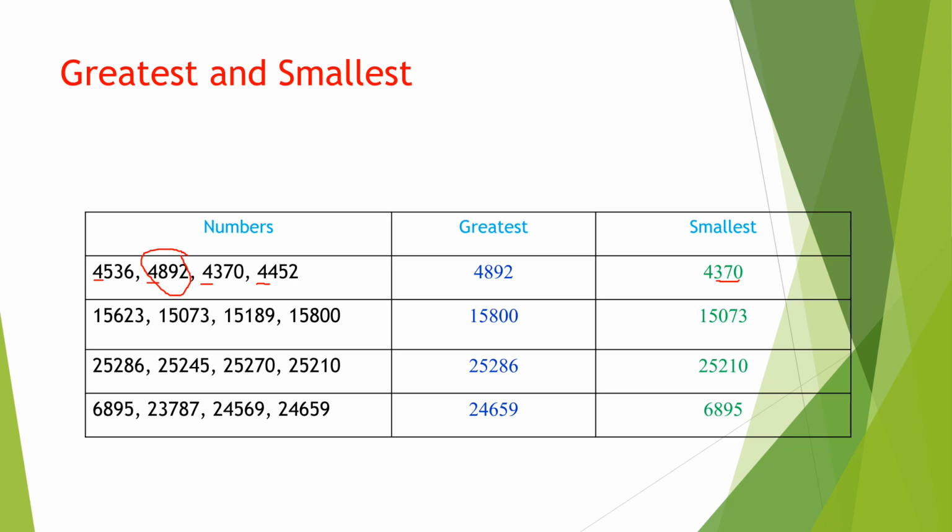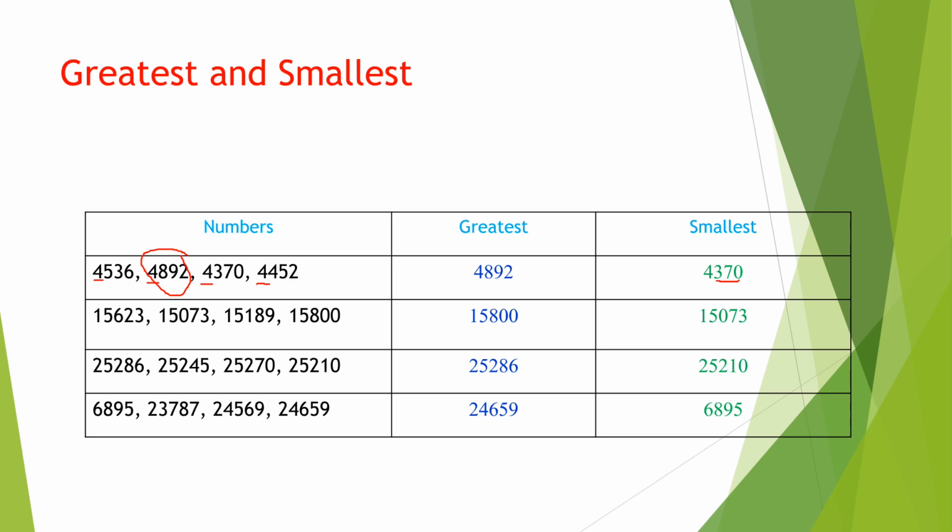Consider the next set of numbers. Here 15,623, 15,073, 15,189, 15,800. In all these numbers, the digit in the 10,000 place is the same, that is 1. Again move to the next position, that is 1000 place. In all these numbers, 5 is the thousands place digit. So then move to hundreds place digit.